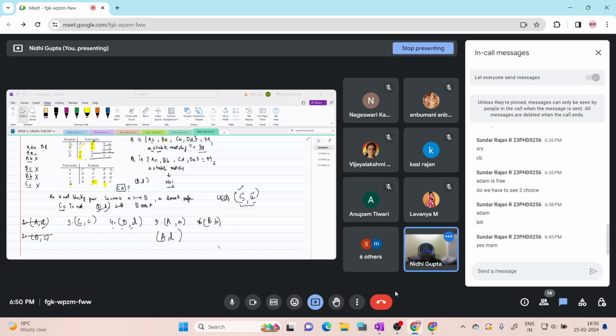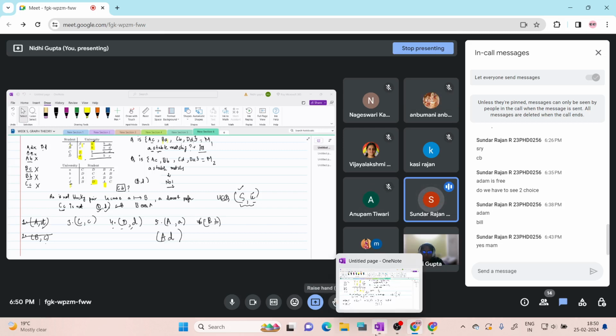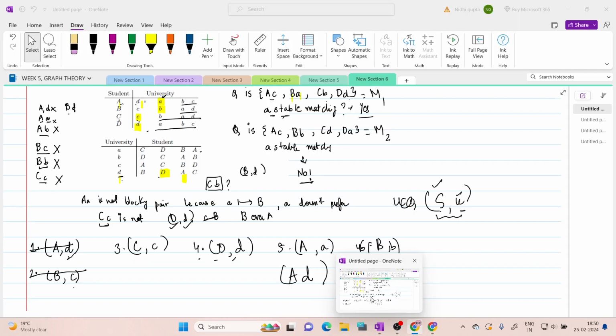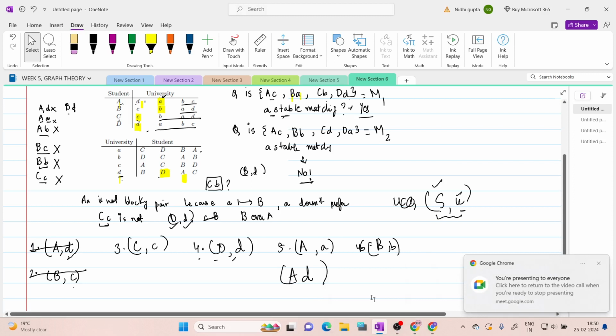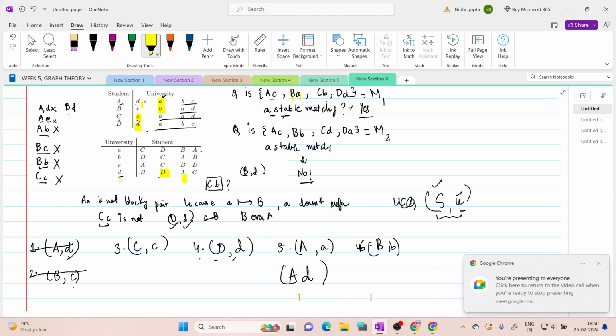So, any confusion in stable matching or blocking pairs? Ma'am, can you please repeat this example? What you said? AD, I think AD looks to me like it's a blocking pair.